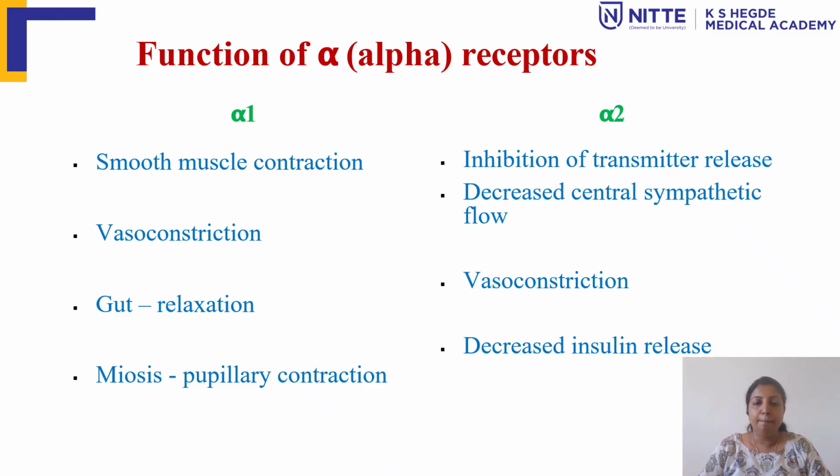Functions mediated through alpha 2 usually inhibit the transmitter release, that is by presynaptic alpha 2 receptor, and by acting on the alpha 2 receptors in the brainstem, they can decrease the central sympathetic flow. It can also contribute to vasoconstriction, and they can also decrease the transmitter release.